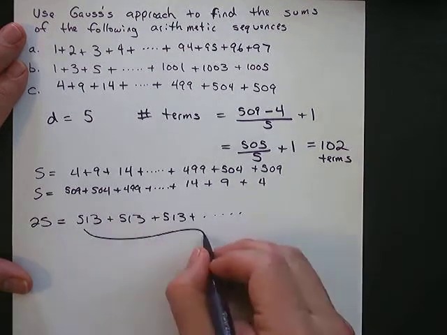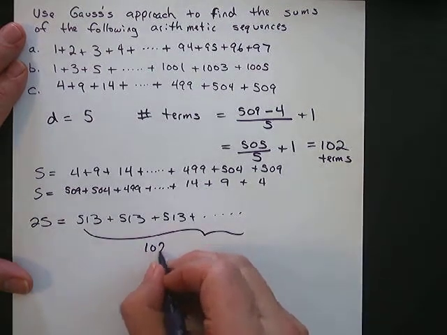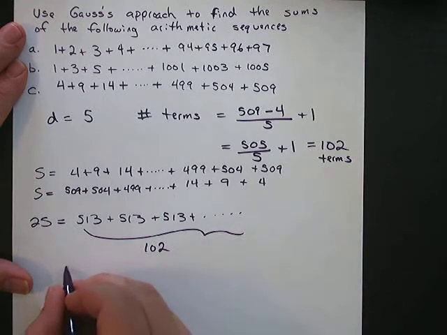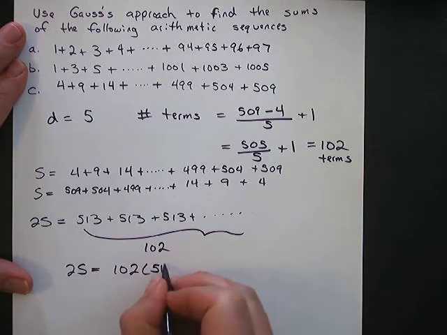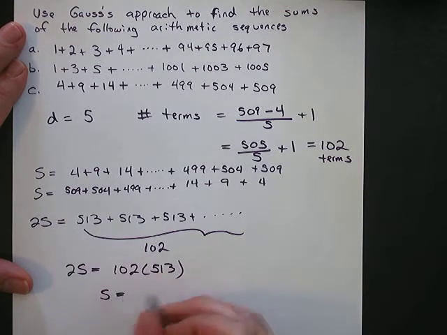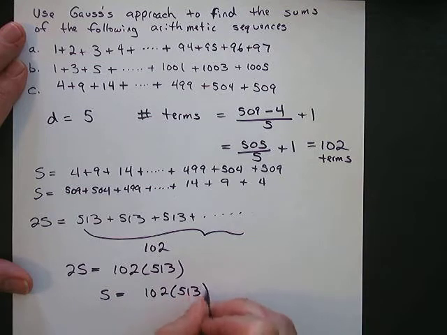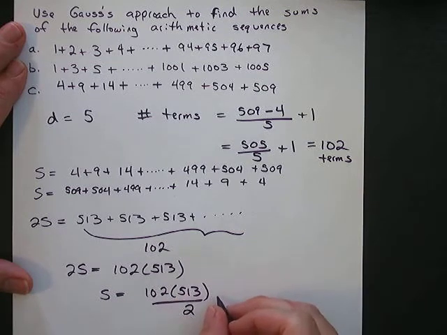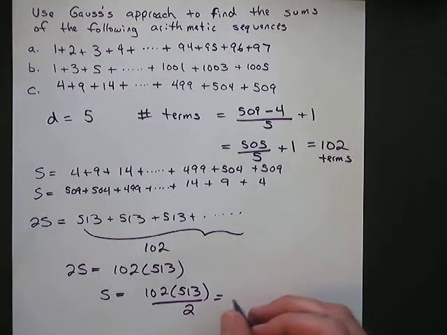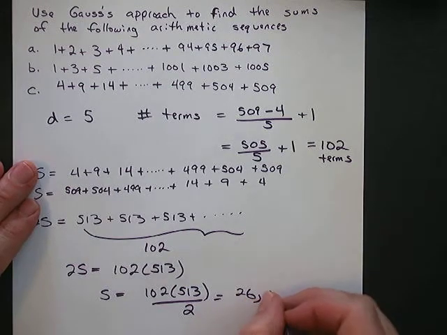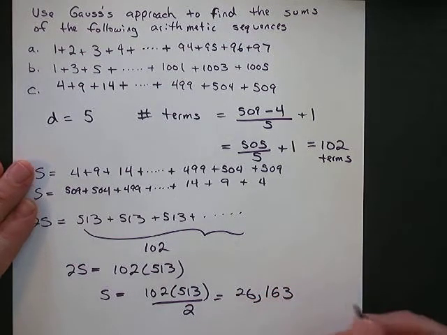So there are 102 of the 513s. So 2S is equal to 102 times 513. S is equal to 102 times 513 divided by 2, which is going to give us a final answer of 26,163. And that's the sum.